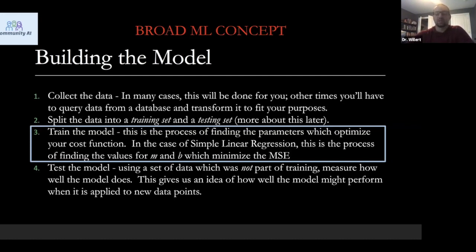This is the process of finding parameters which optimize our cost function. The cost function was something we introduced last week. Essentially, it just measures how well our parameters fit the data given the model that we're using. So in the case of simple linear regression, this was finding the best values for m and b, that slope and intercept, which minimize the mean squared error. And of course, you'll probably remember that we stopped using the variables m and b and started using theta1 for m and theta0 for b. I'll go back to that starting in the next slide.